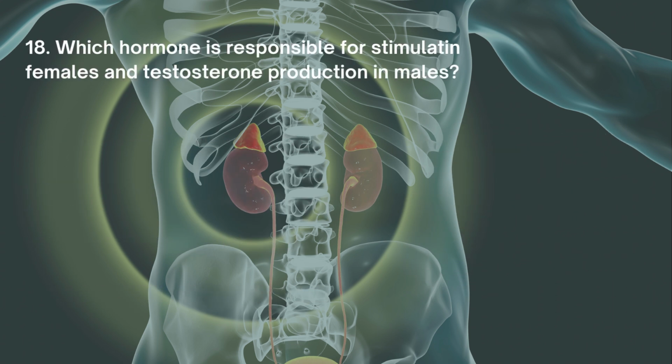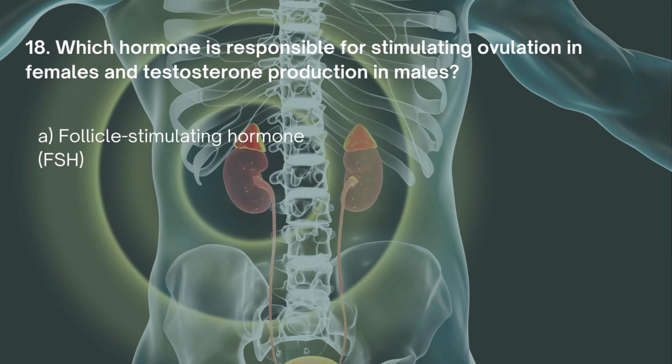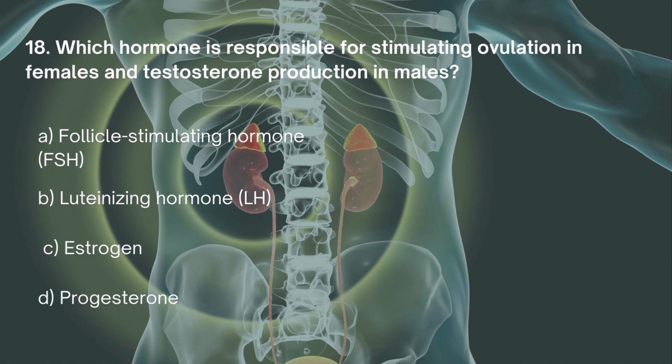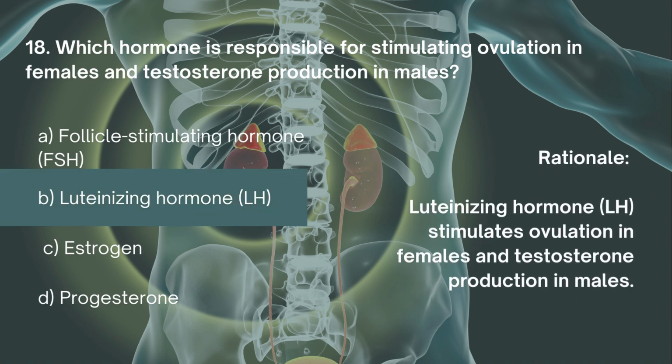18. Which hormone is responsible for stimulating ovulation in females and testosterone production in males? A. Follicle-stimulating hormone, FSH. B. Luteinizing hormone, LH. C. Estrogen. D. Progesterone. Rationale: Luteinizing hormone, LH, stimulates ovulation in females and testosterone production in males.